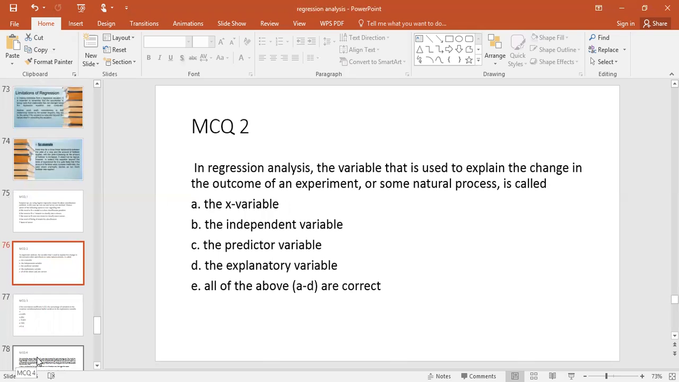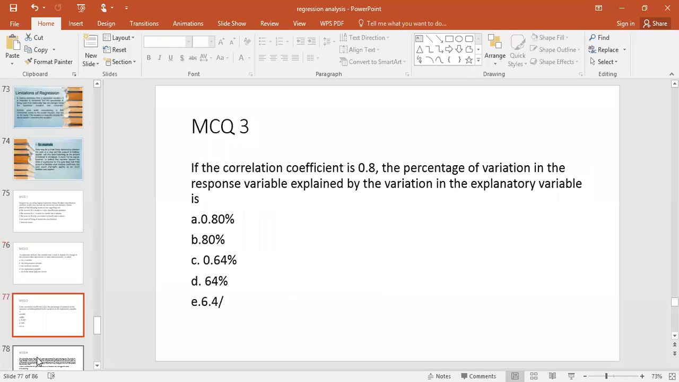In regression analysis, the variable that is used to explain the change in the outcome of an experiment or some natural process is called X variable, the independent variable, predictor variable, explanatory variable, or all of the above. That is A to B are correct. It is E, all of the above.